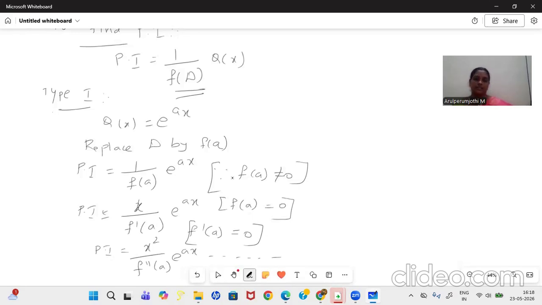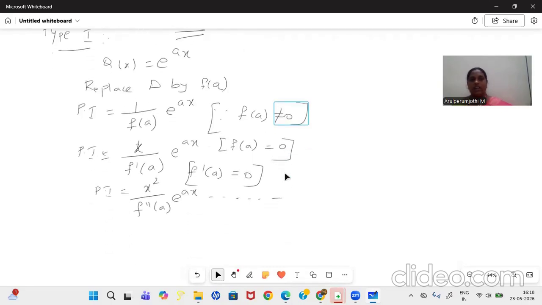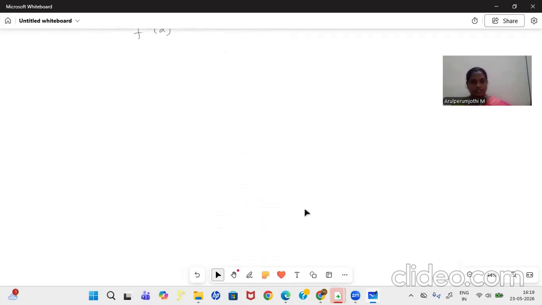So it goes like this. Your denominator should not be equal to 0 when you replace d by a. That is most important. Okay, so this is your type 1. Type 1 is actually very easy. Your right hand side must be in e power ax form. Then you have to replace d by a in f of d. Okay, so now we'll move on to the problems.